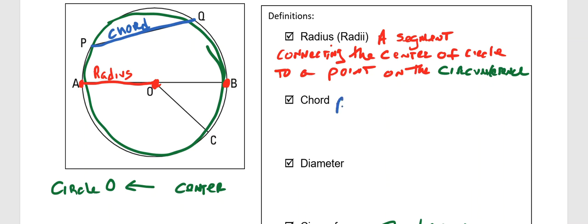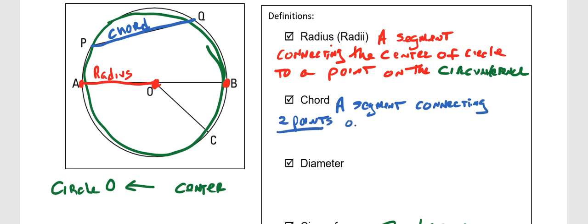So in this case, a chord is a segment connecting, this is important, 2 points on the circumference. So here's that word again that we've already identified, the distance around the circle. So in this case, segment PQ is a chord because it connects 2 points on the circumference of the circle.